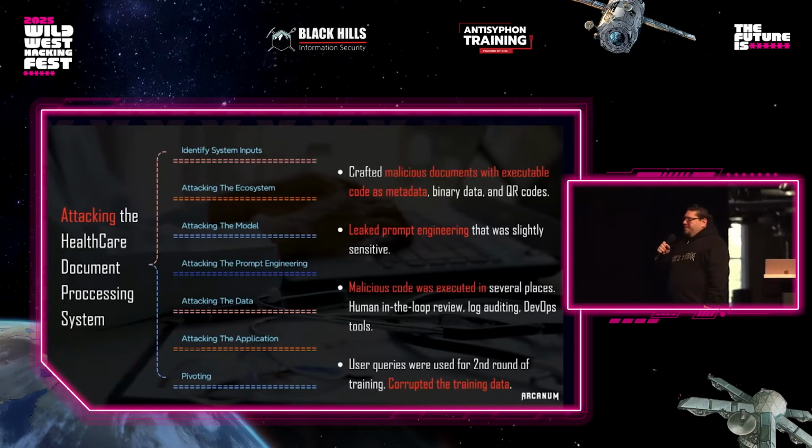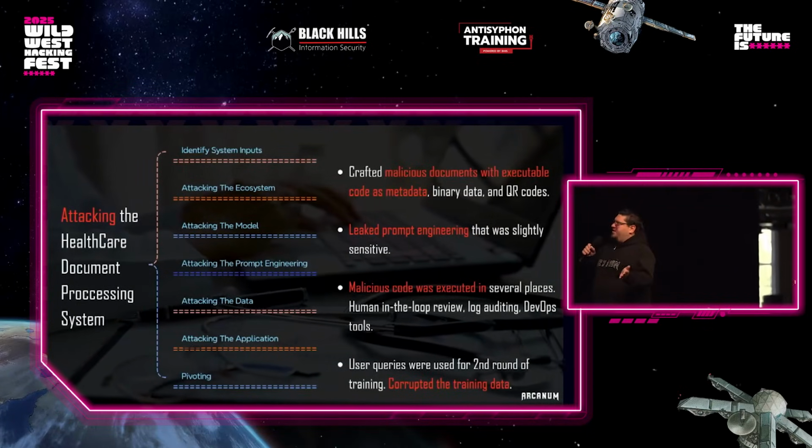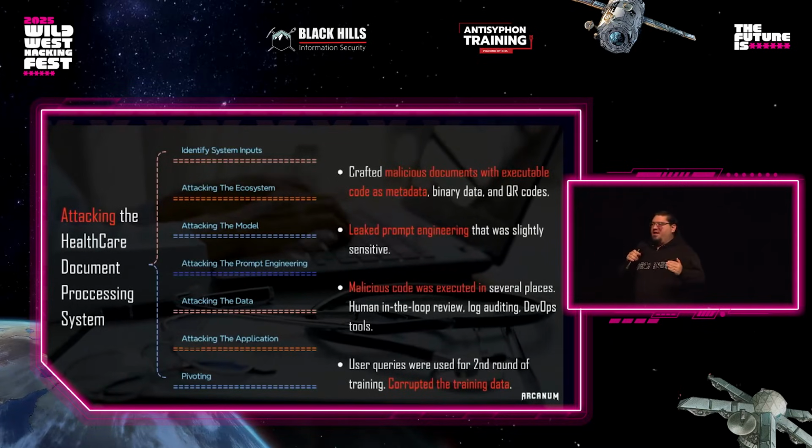So the first thing in this system was to identify the inputs. We identified the inputs were documents. All we had was a document upload form on a website to start this process, or they gave us the option to upload a whole bunch of documents to an object storage bucket, like an AWS bucket. And so really our only input into the system was the fact that we could upload documents.